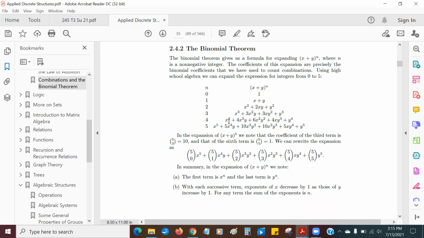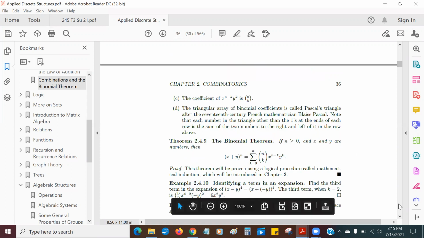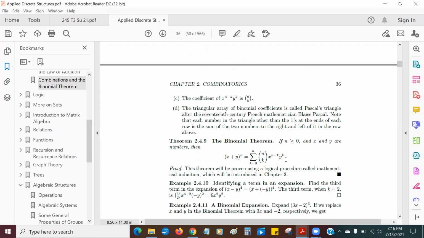The coefficients here, and by the way, this is the famous Pascal's triangle: 1; 1, 1; 1, 2, 1; 1, 3, 3, 1; 1, 4, 6, 4, 1. Well, the coefficients here are 5 choose 0, 5 choose 1, 5 choose 2, 5 choose 3, 5 choose 4, and 5 choose 5. That is quite remarkable. The binomial theorem tells me that the coefficient of x to the n minus k times y to the k is n choose k. And here's the binomial theorem right there. That is just awesome, very famous and very awesome.